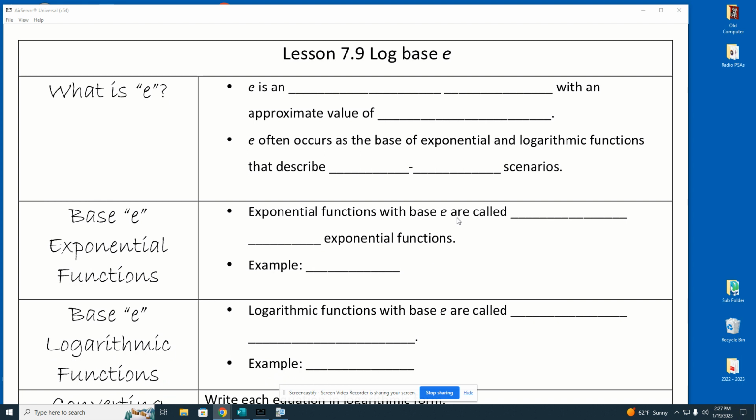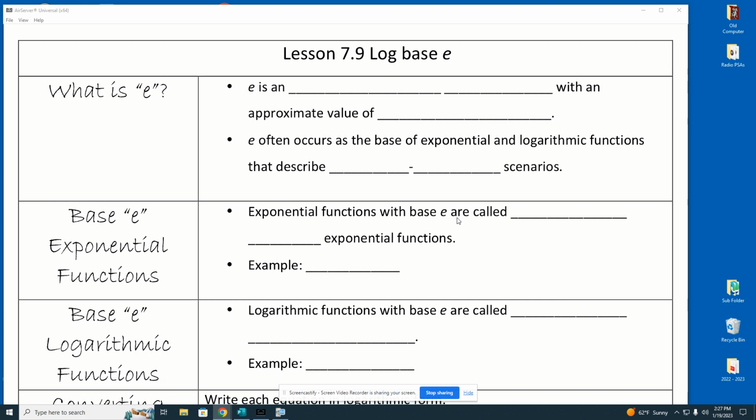Because it's Friday, I'm going to give you possibly the easiest lesson we've done in a couple of days because of what we've done. This will be very, very simple. I know I told you there are two types of logs.